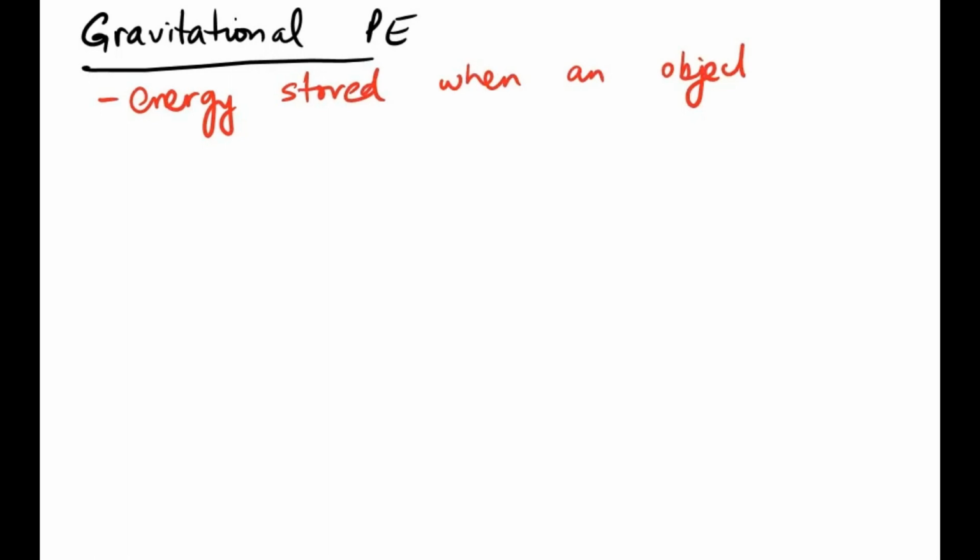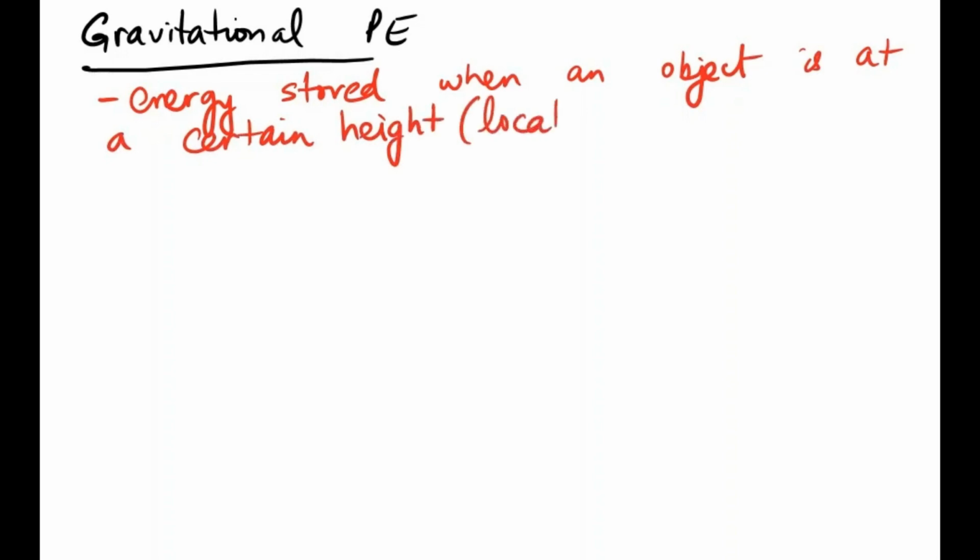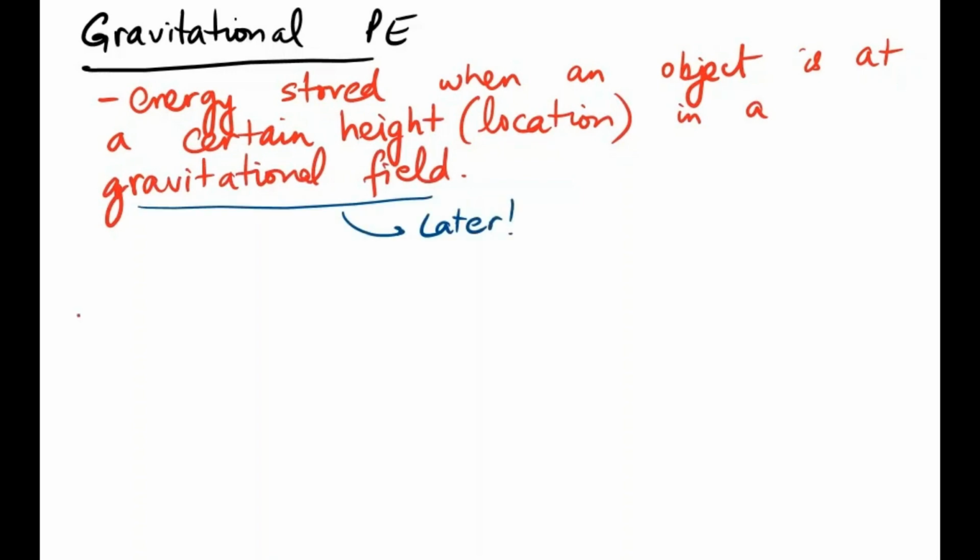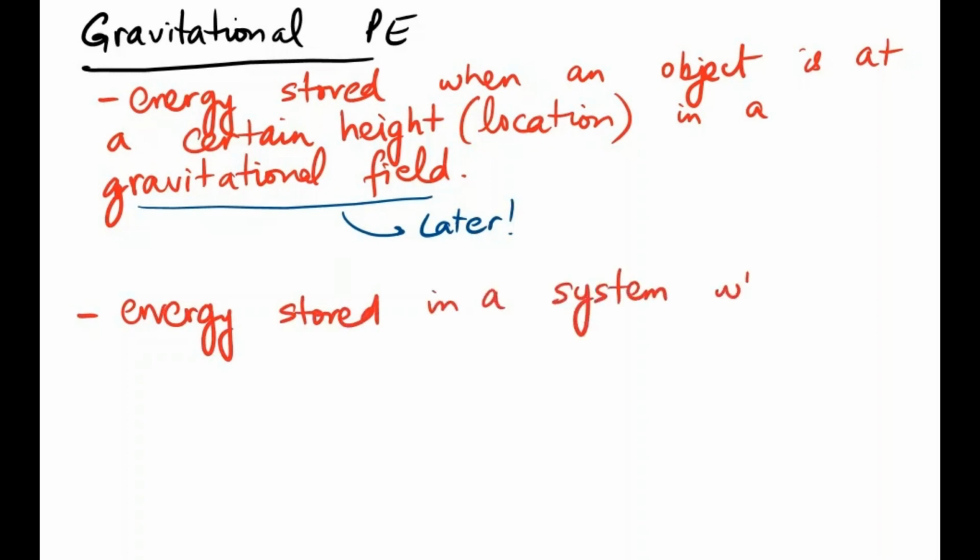Now we're going to take a look at the second type of energy that we're going to consider in this class, gravitational potential energy. It's the energy stored when an object is at a certain height in a gravitational field. We haven't talked a lot about gravitational fields, so we'll talk about this later. An easier definition that we'll be using in this class is energy stored in a system when an object is at a certain height.